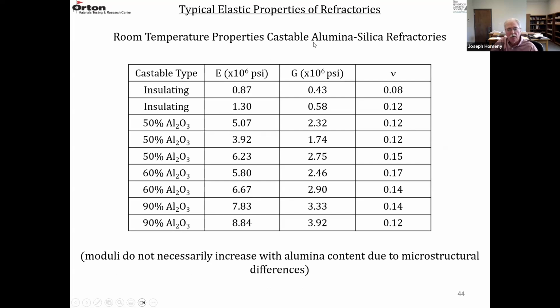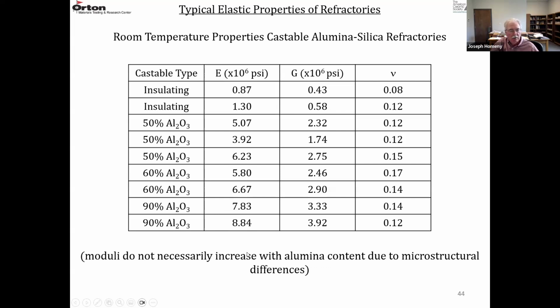And the last one here is for our castable alumina silica refractories. We have some insulating materials, 50% alumina castables, 60% alumina castables, and then a 90% alumina castable. Again, there's no trend here, other than the fact that the insulating materials are going to be low, around 1 million PSI. This 90% happens to be pretty high, about 8. Here's a 50% alumina that's pretty high, about 6. So there's no distinct trend with increasing alumina content.